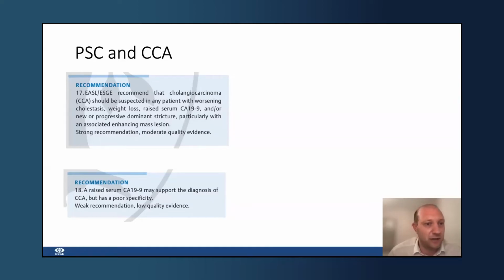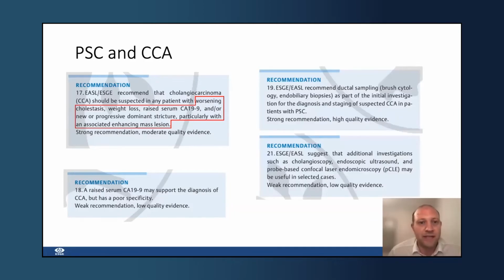ESGE recommend that cholangiocarcinoma should be suspected in any patient with worsening cholestasis, weight loss, elevated CA 19-9, and/or new or progressive dominant strictures. It's important we note that CA 19-9 may support the diagnosis of cholangiocarcinoma but does have poor specificity. In patients undergoing ERCP, they must have ductal sampling with brush cytology or endobiliary biopsies. Other techniques that may be employed include cholangioscopy, endoscopic ultrasound, or confocal endomicroscopy.